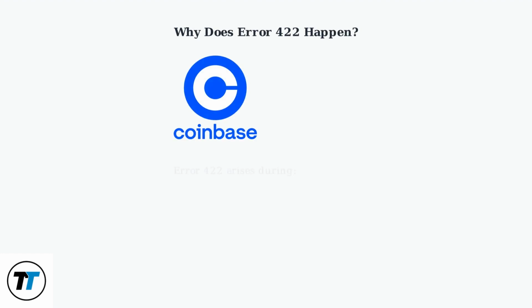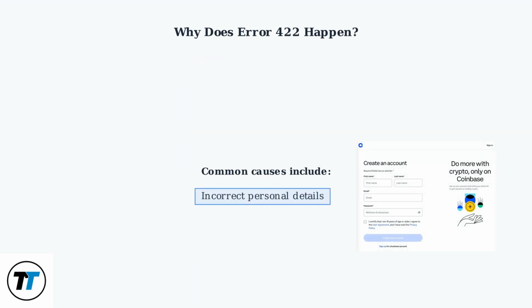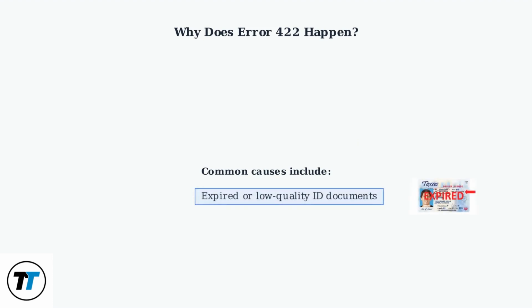Error 422 in Coinbase usually arises during account creation, ID verification, withdrawals, deposits, or API interactions. One common cause is incorrect personal details entered during account setup. Another cause is expired or low-quality ID documents that don't meet verification standards. Unsupported file formats for uploaded documents can also trigger this error.